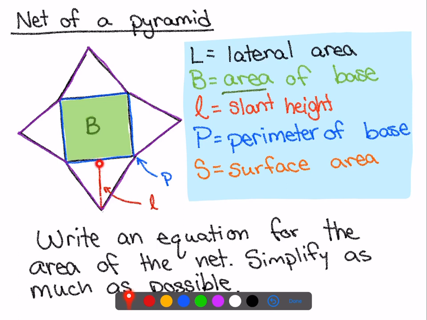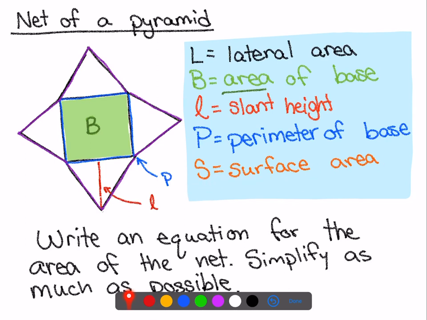Lowercase l will stand for our slant height. Right now it just looks like it's the height of the actual triangle, which it is. But when I fold this all up, it would actually be a slanted height. It wouldn't be a height from the center. It'd be the height on the side. And you'll see that in just a few. Capital P is our perimeter of the base, so the distance around our base, that will be big P. And of course, capital S is for surface area.